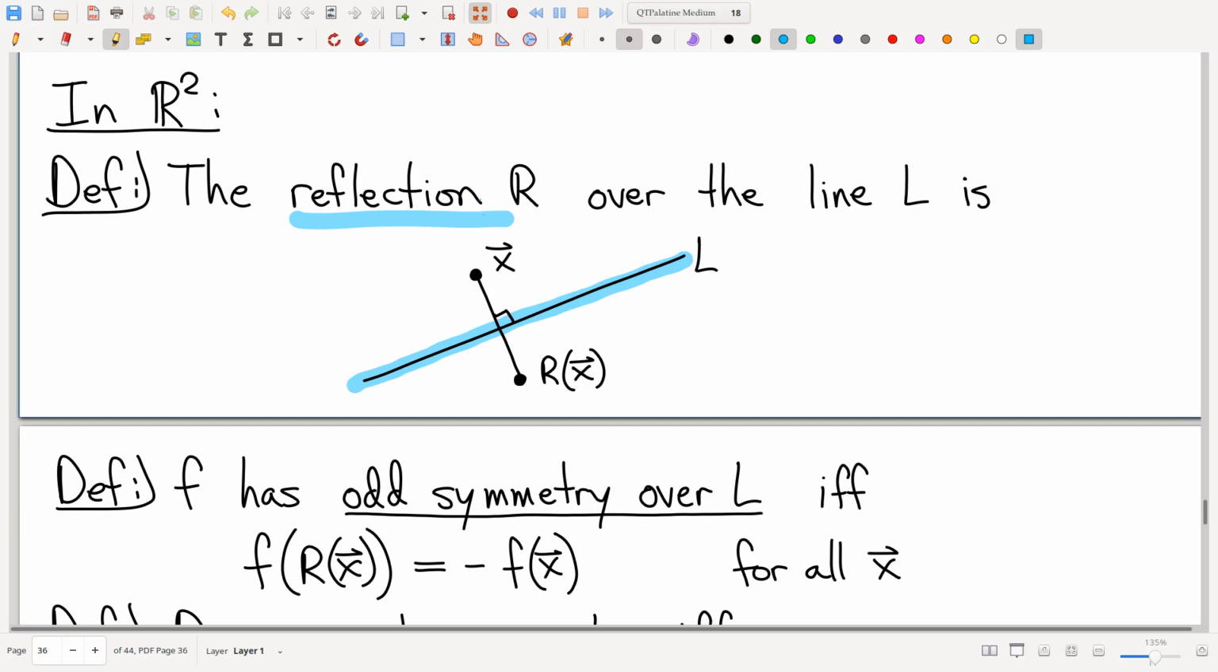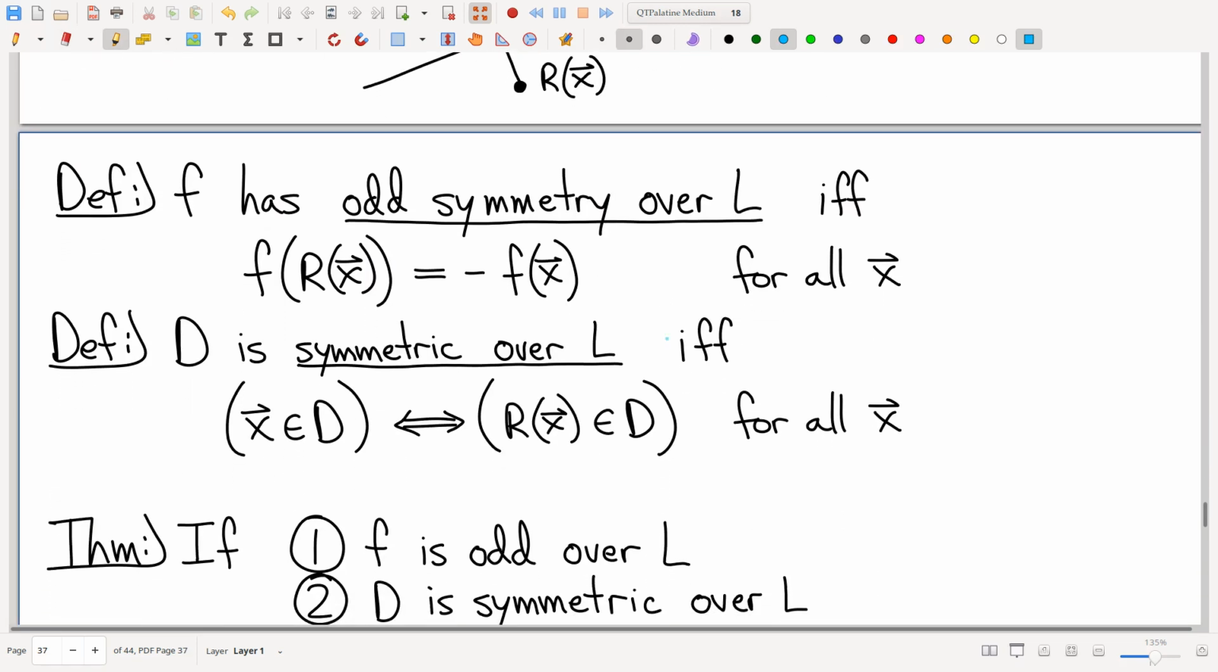And with the idea of a reflection, we can talk about symmetry. Symmetry just means that when you reflect, you get a minus sign. Just like with odd functions in Calc 1. Same basic idea. And we can still talk about what it means for a domain to be symmetric over a line. And just geometrically, symmetric means that if you flip it over the line, it remains the same thing. Right? It's like a Rorschach test kind of a thing. And this is how you write that down mathematically. And again, you don't need to sweat the details there.